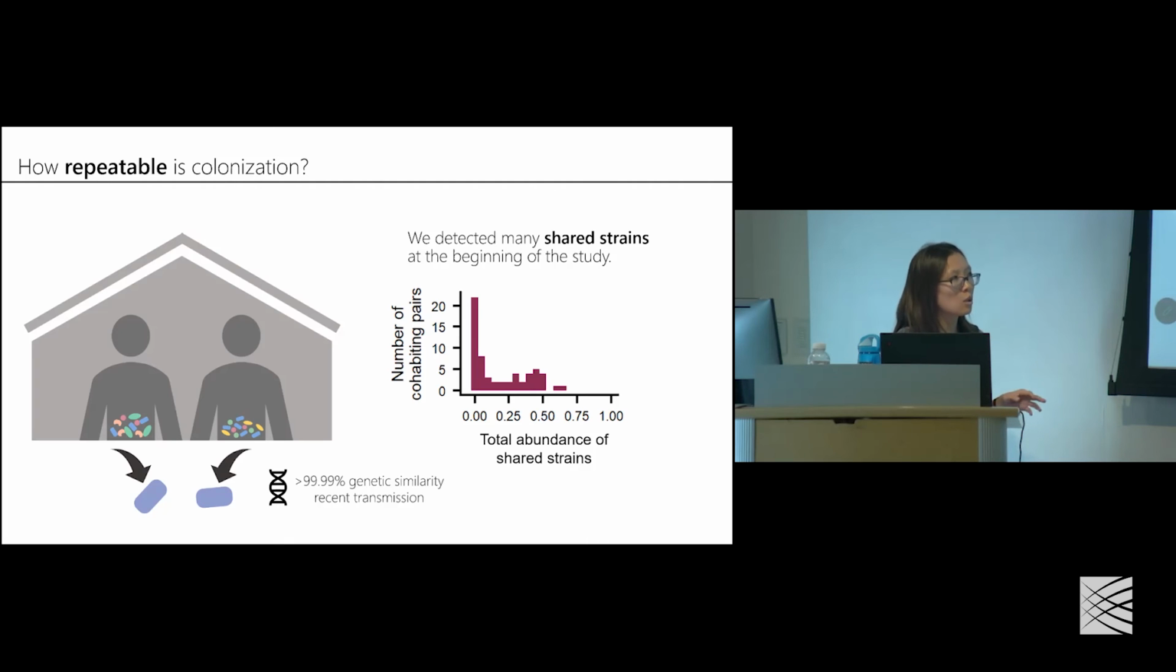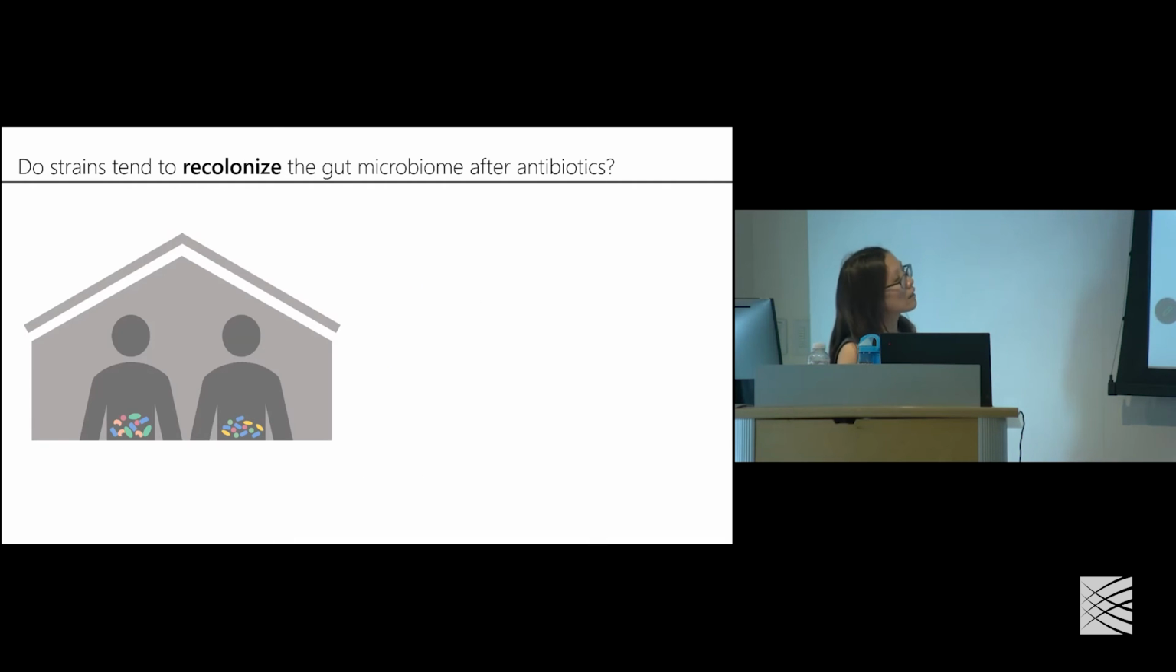Some of the households in our study had no strain sharing whatsoever, but some other pairs actually shared up to half of their gut microbiomes. We see this starting amount of strain sharing at the beginning of the study as a kind of baseline level, indicating that there was some prior transmission. What's really interesting then is that we can look at the repeatability of these colonization events that we know must have happened sometime in the future.